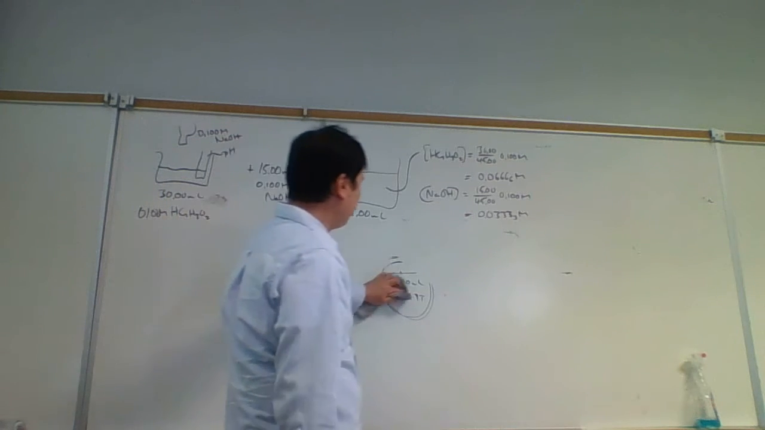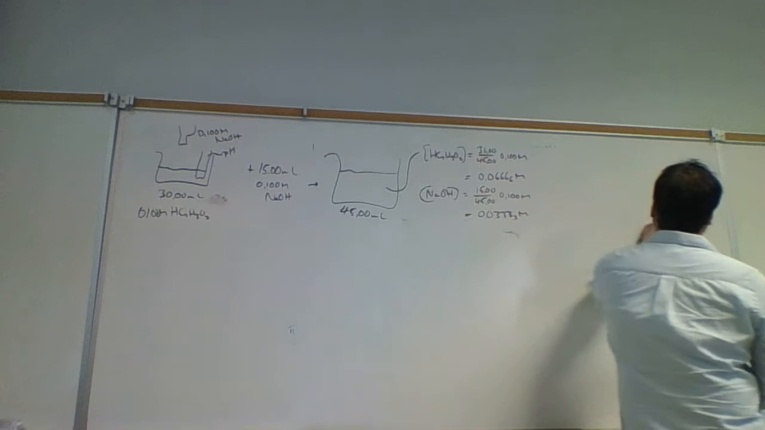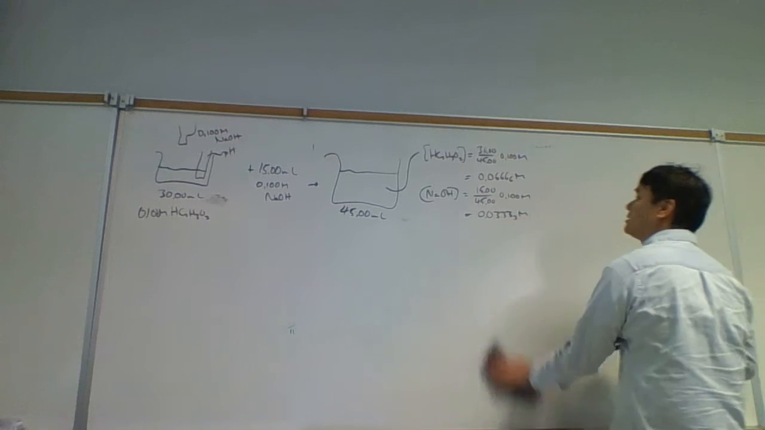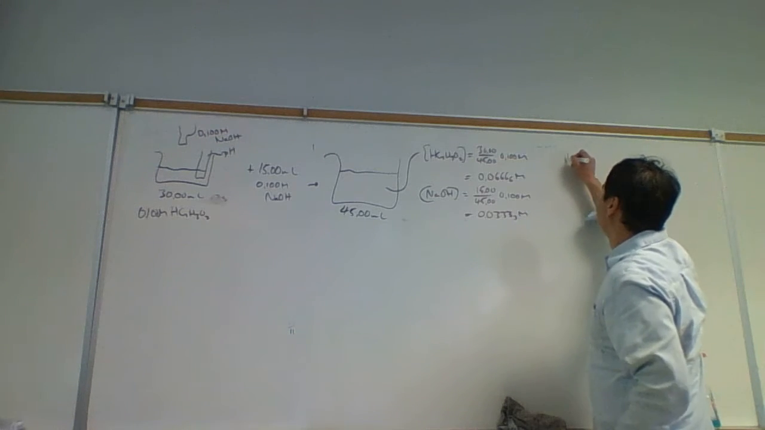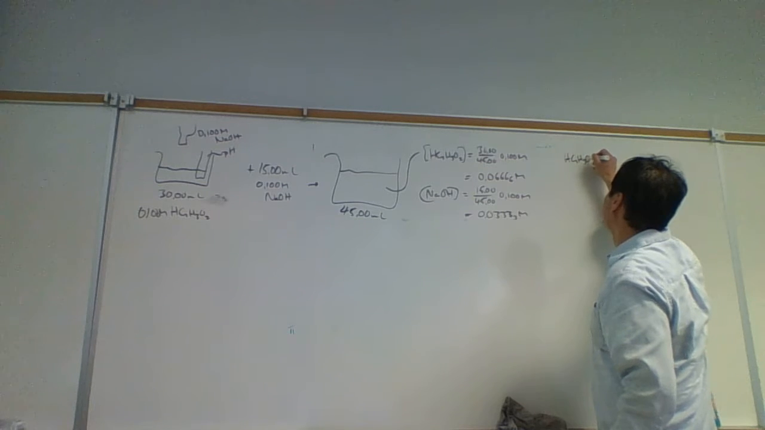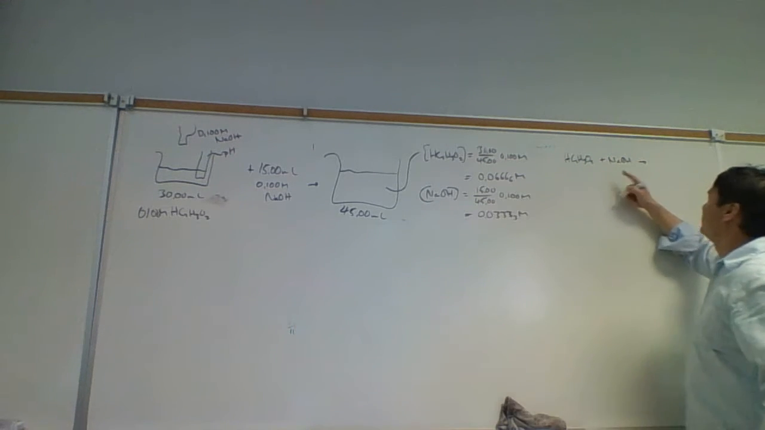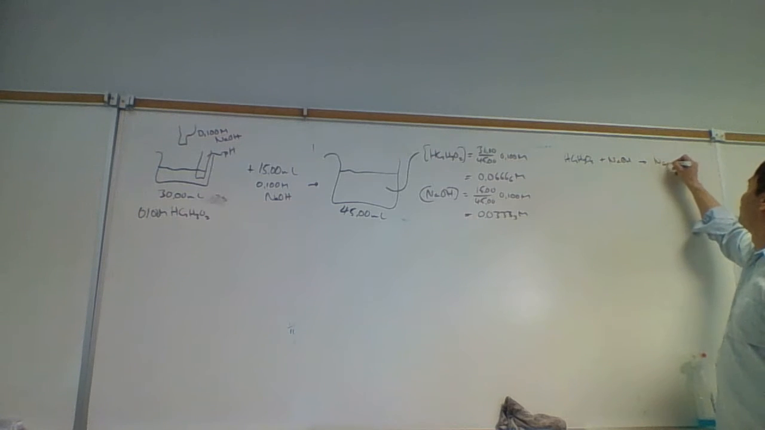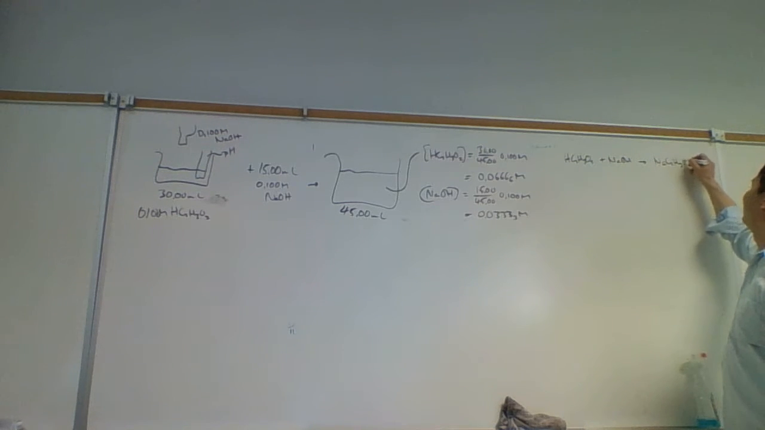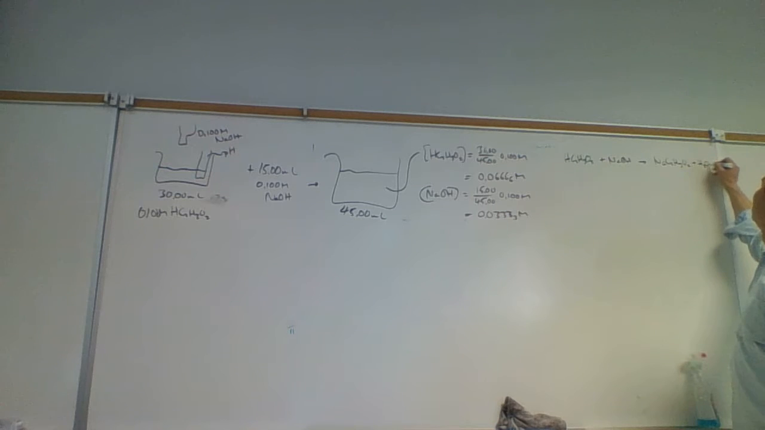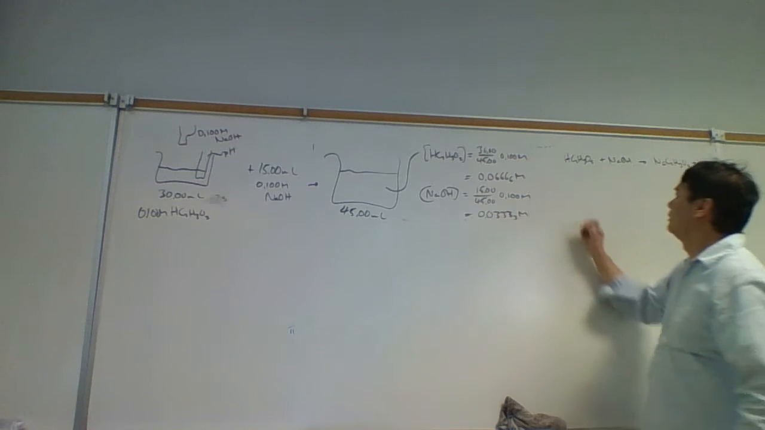Okay, after I do that, then I'll go to step 1, which is going to be the strongest acid plus the strongest base. So the strongest acid is going to be acetic acid. Strongest base is sodium hydroxide. This is going to produce sodium acetate and water. K for this is what?